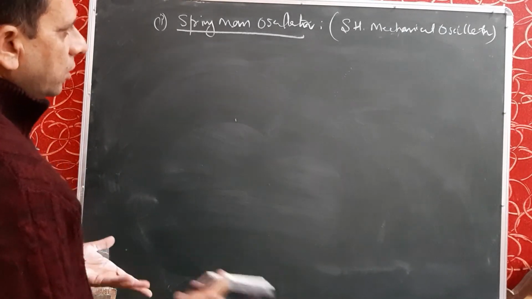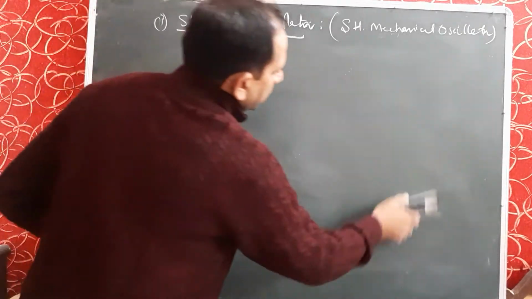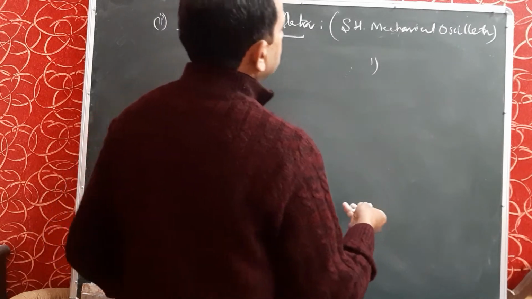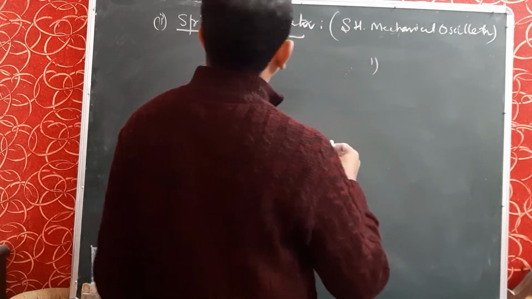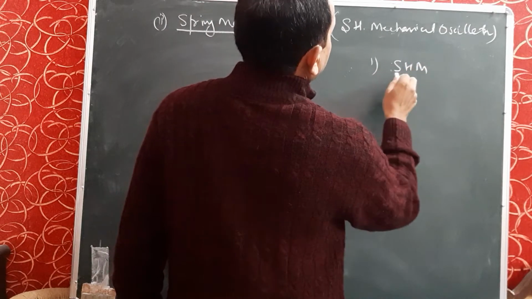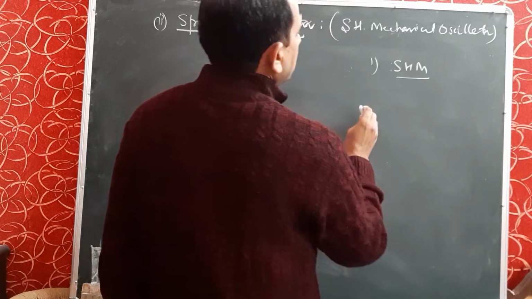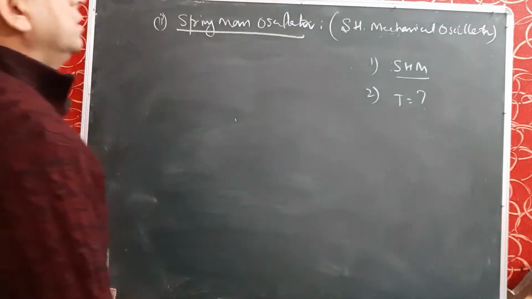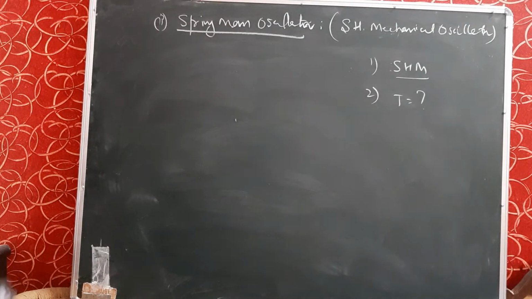In all cases, I have already told you that we will find two answers. There are two conclusions, two results which we will obtain for these cases. First one, the motion is simple harmonic motion. First we have to prove the motion is SHM. And second, we have to find the time period of the oscillator. If the oscillator is moving in simple harmonic motion, then it must have some time period. So there are two main results which we will find in all cases.